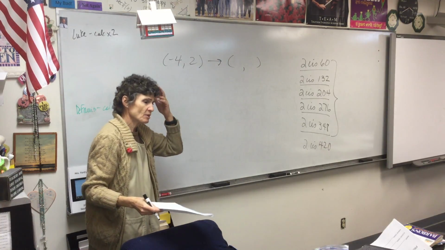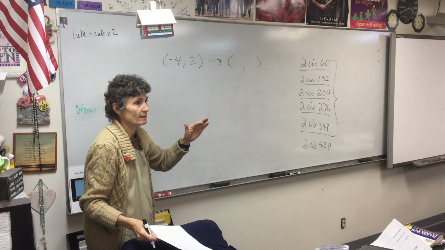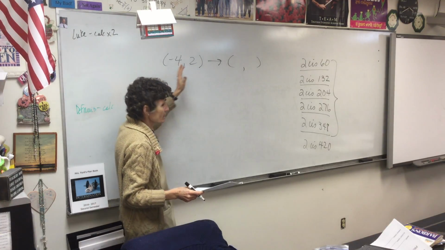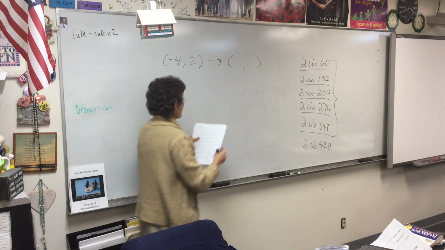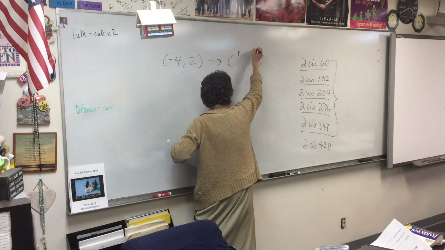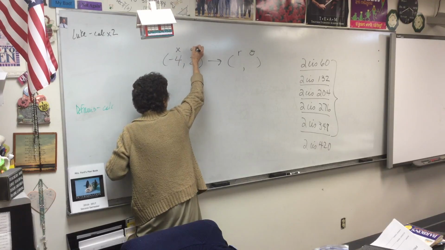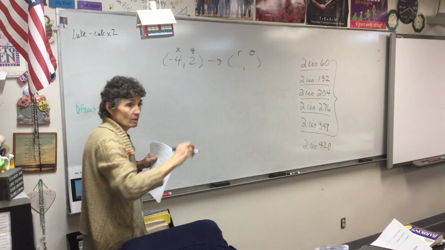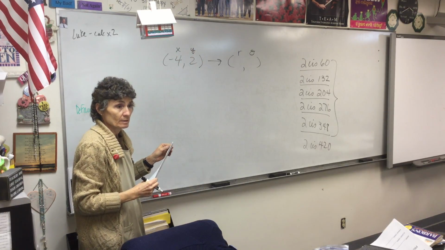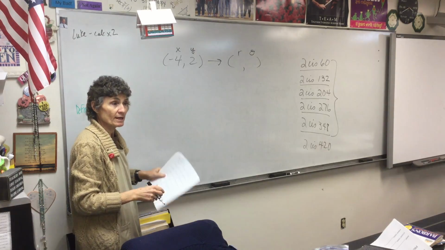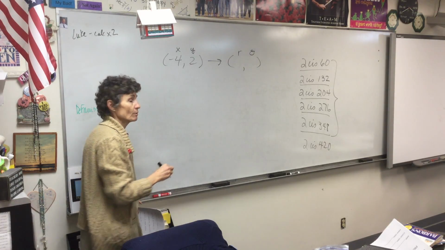So just make yourself pause for a second. If we're changing this into polar, that means we are looking for r and theta, right? And it means we have been given x and y. So how do we find r and theta? We've been doing it all morning. Graph it.